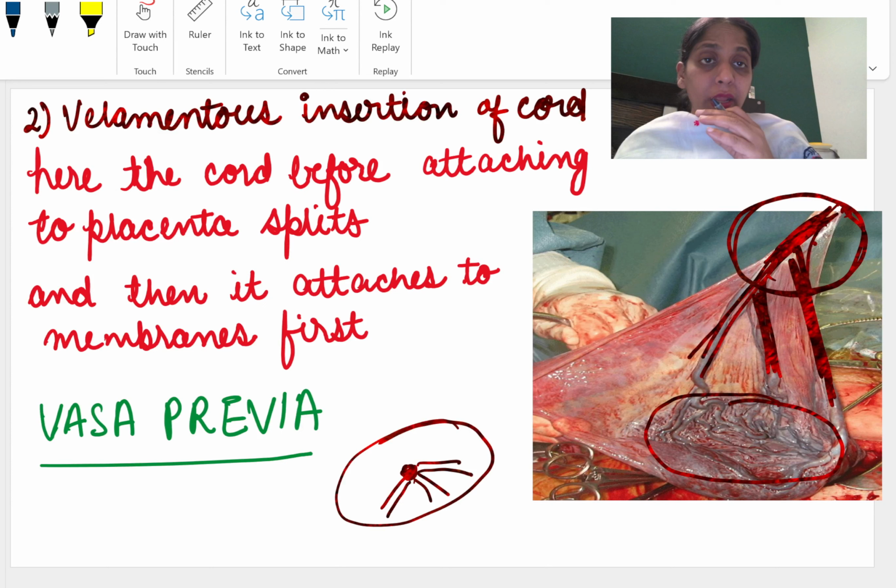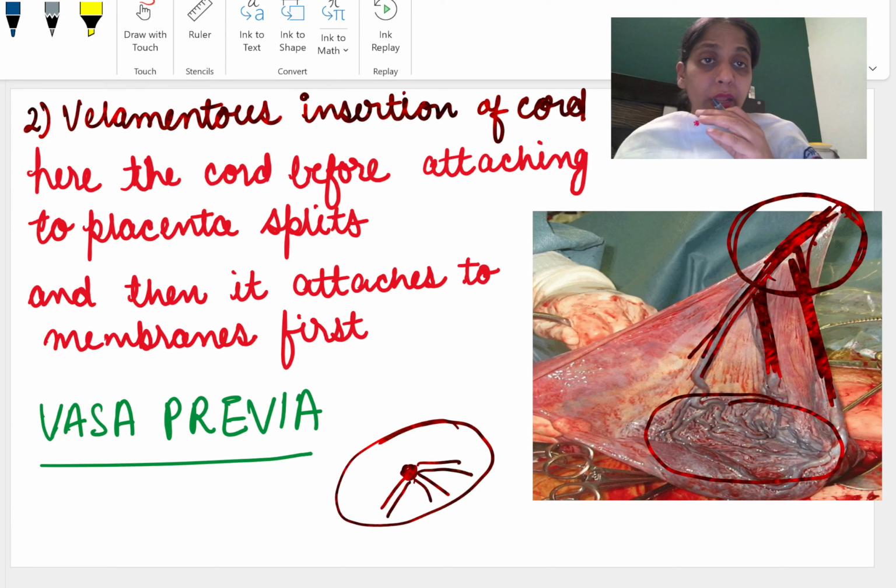Now what complication it leads to is vasa previa. Now let's understand it with the help of the diagram. This one is the normal placentation. So as you can see, this is the cord, it is going and inserting here.